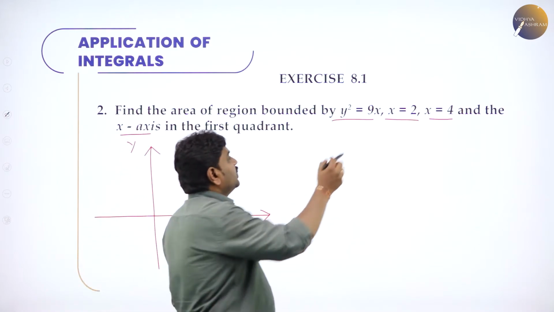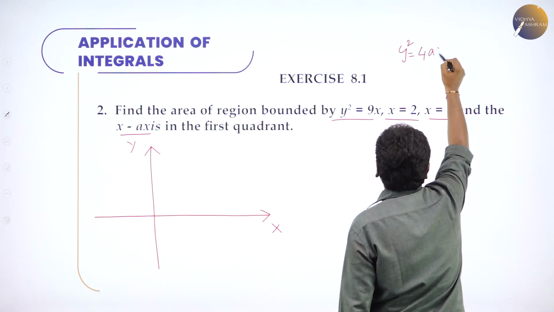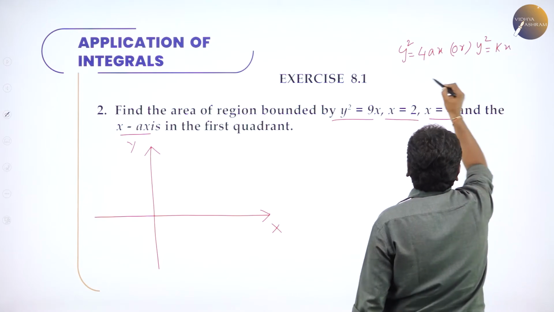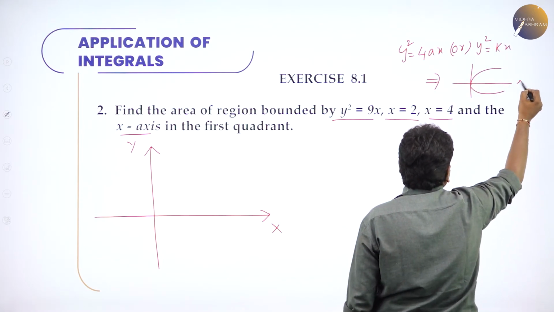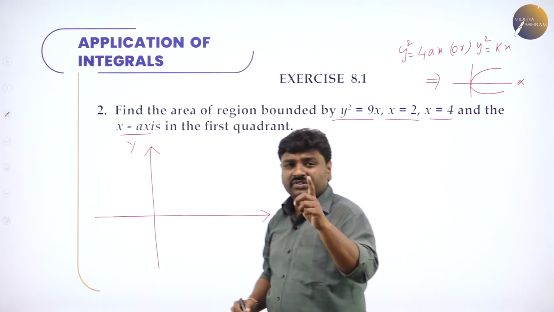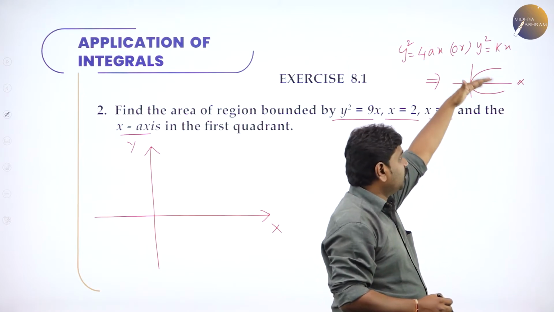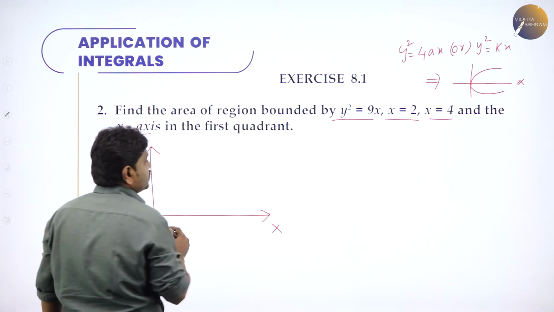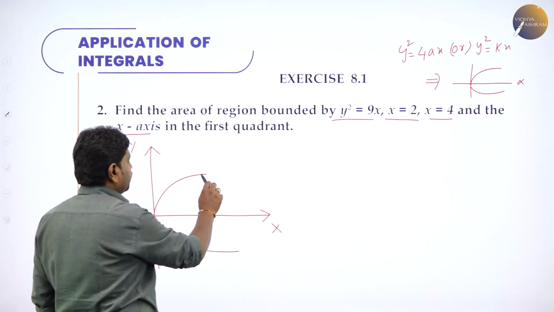Please understand, any curve of the form y square is equal to 4ax, or we say y square is equal to kx, constant into x, implies a parabola symmetric about x-axis. What is a parabola symmetric about x-axis? Y square is equal to constant into x. So first I will draw y square is equal to 9x and it is a symmetric graph. Below and above it will be same.